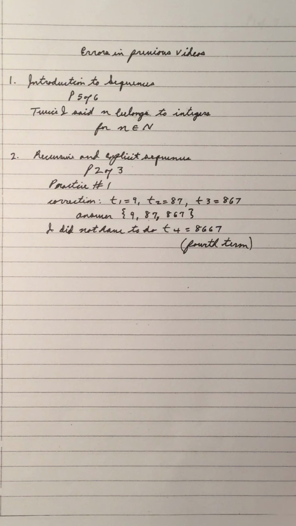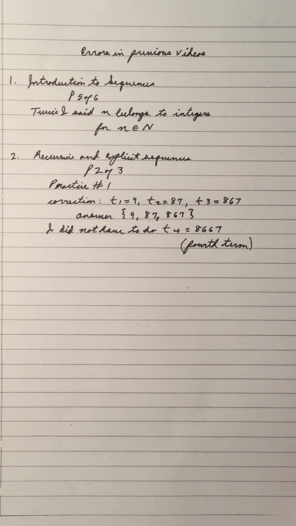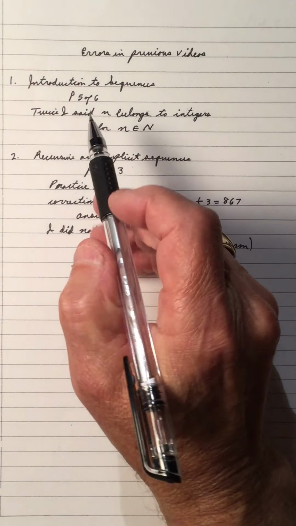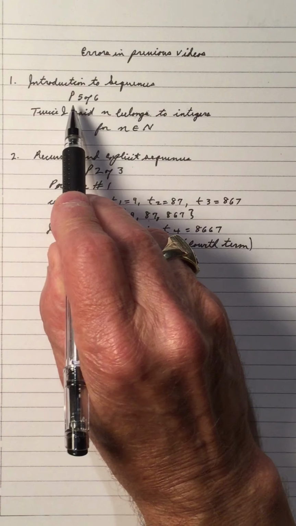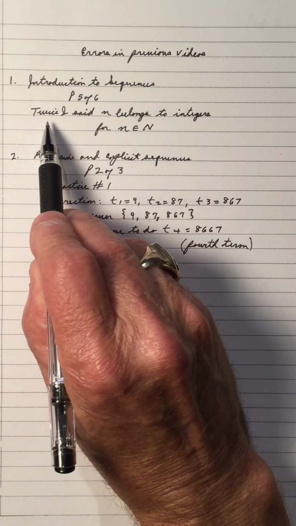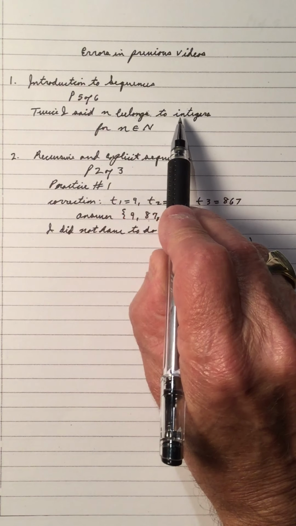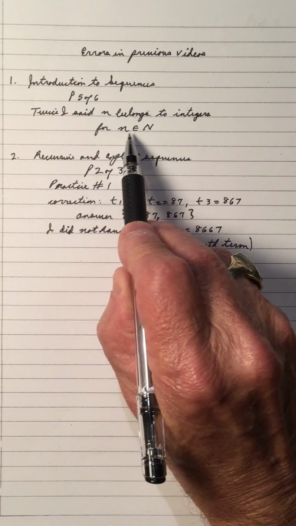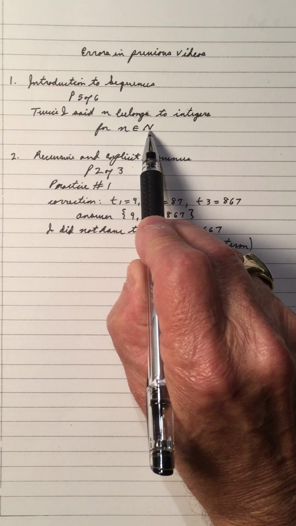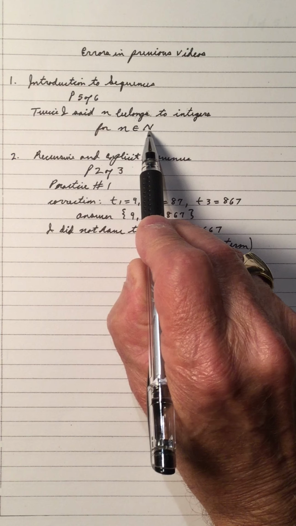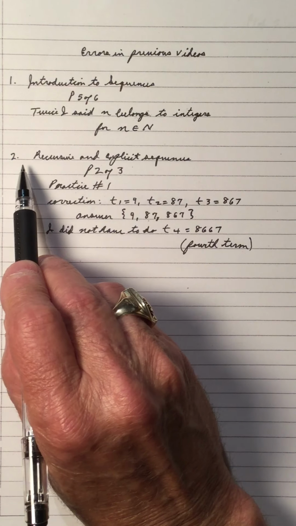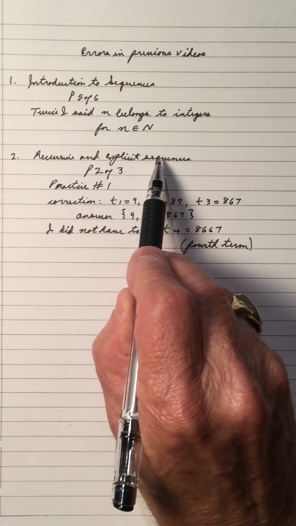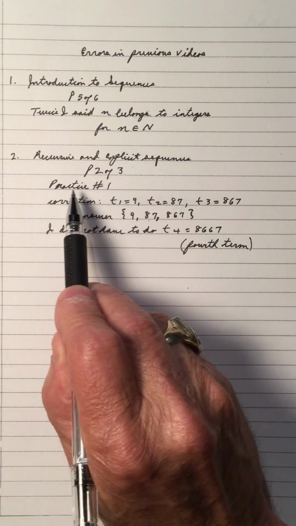But before I start, I want to correct a couple of minor errors I made on previous videos. In the first video I did on sequences, Introduction to Sequences, page 5 of 6, twice I said n belongs to the integers for n belongs to the natural numbers again. Just one of those things where I'm looking at one thing and saying another. And the second error is in recursive and explicit sequences on page 2 of 3.